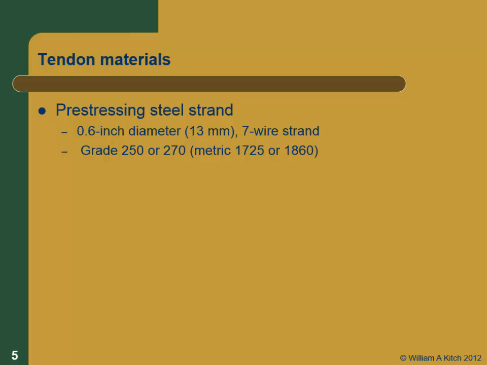Okay, tendon materials. Most of the tendons are steel strands. It is possible to put a solid bar tendon in, but that's not very common, although it's possible. So the steel strands are what we usually use. We generally use a steel strand about this size, 13 millimeter strand, and if you need more capacity, sometimes it's better just to put more strands in the bundle rather than go to a bigger strand, because you get more surface area with the smaller strands, and so you get better bonding in the strands.